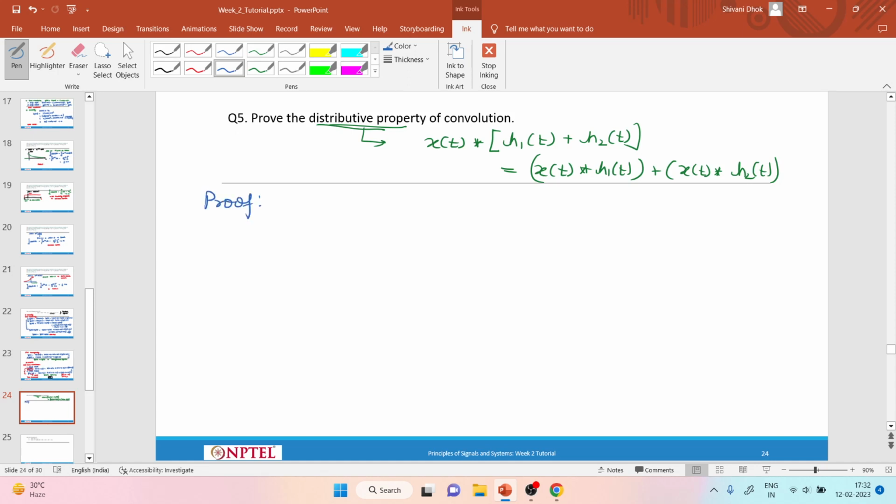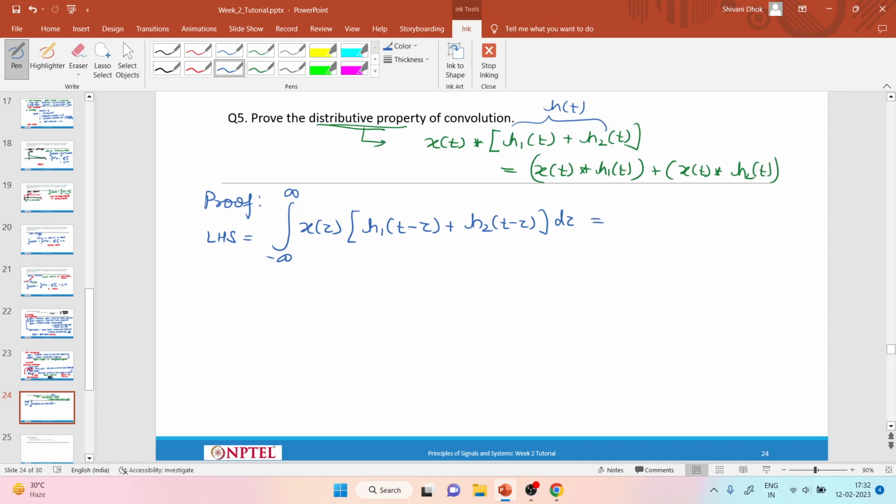So for that, let us consider this LHS, and by definition of convolution this will be equal to integral from minus infinity to infinity x of tau, and this entire thing is my h of t. So we need here h of t minus tau, so that will be equal to h1 of t minus tau plus h2 of t minus tau d tau.